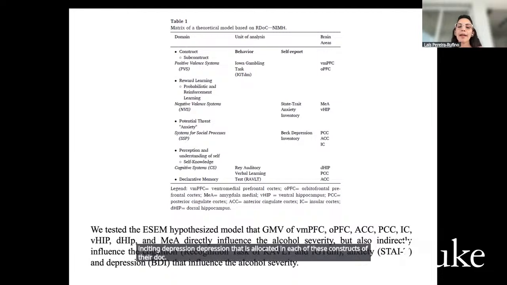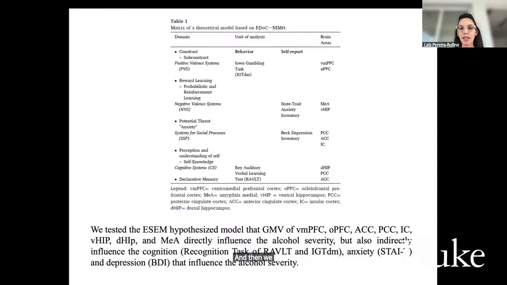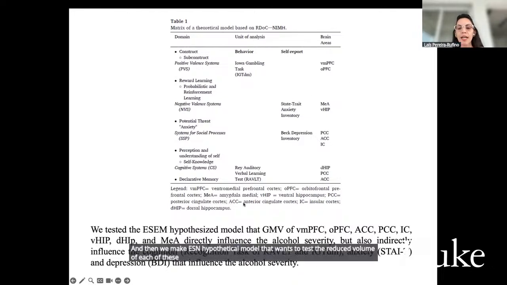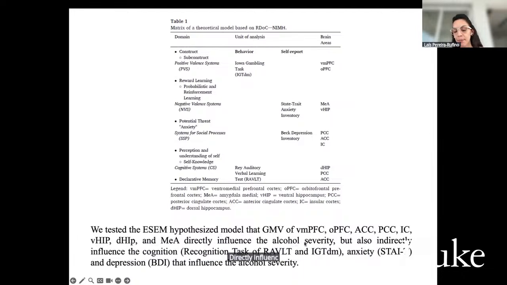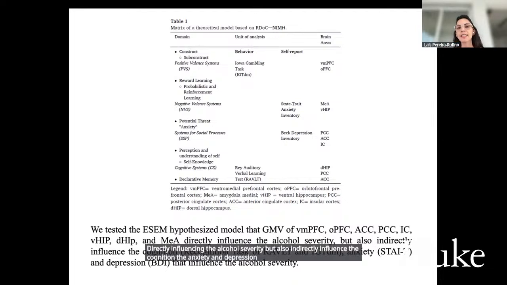And then we made an ESEM hypothesized model that tests the reduced volume of each of these regions directly influencing alcohol severity, but also indirectly influencing cognition, anxiety, and depression, which can in turn influence alcohol severity.